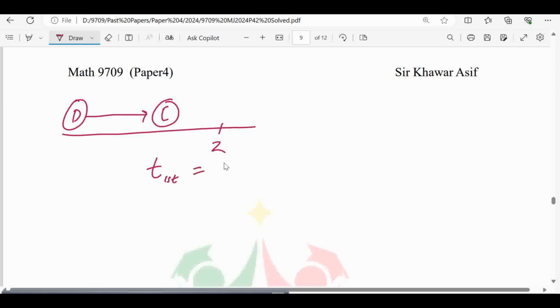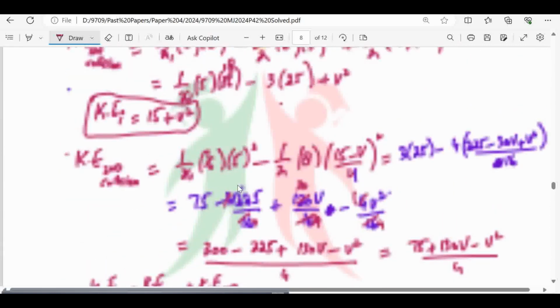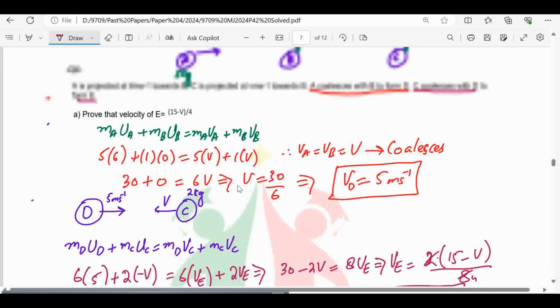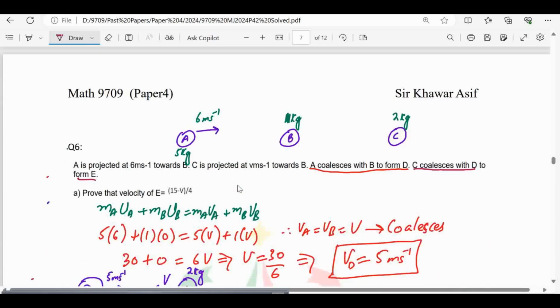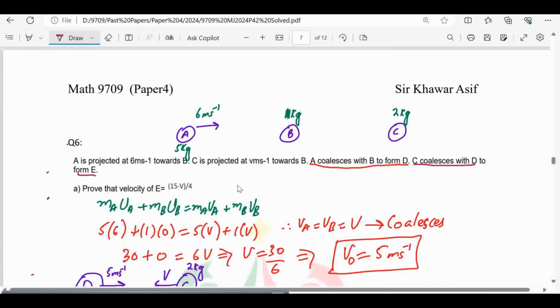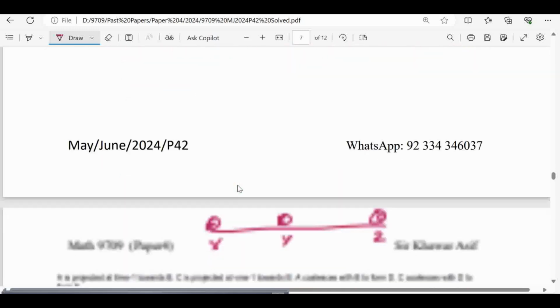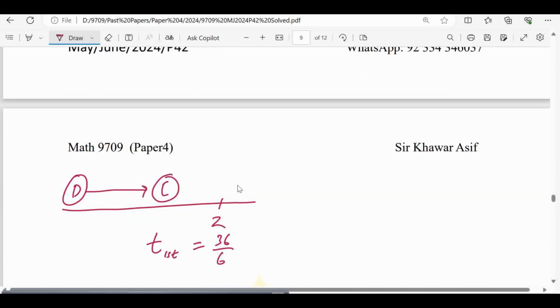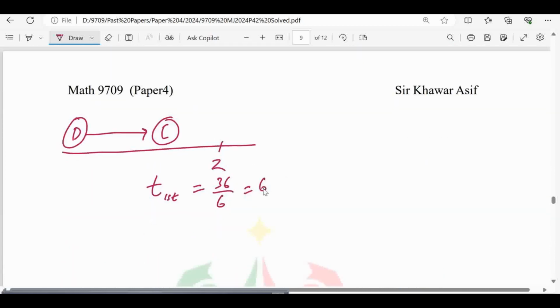So the time for the first collision will be 36 by 6. Why 36 by 6? Because it was given that V is this and the distance is so, if we simplify it, from here we can see that this will be equal to 6 seconds for the first collision.